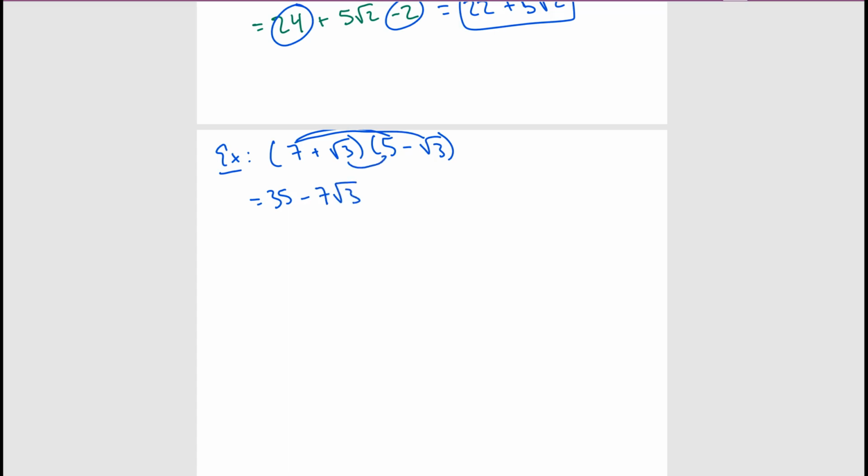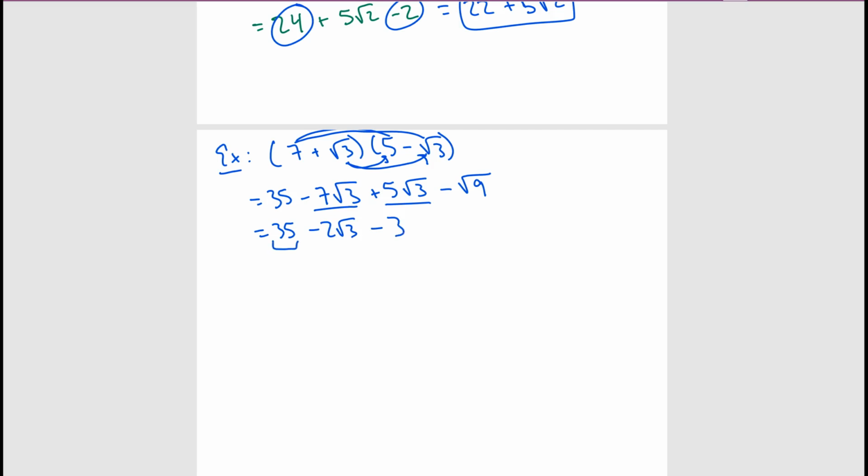Then the middle portions, square root of 3 times 5, that's going to give me a positive 5 square root of 3. And then square root of 3 times square root of 3 is going to give me a square root of 9. And then there's a positive and a negative, so it's going to be a negative square root of 9. Okay? So let's simplify this a little bit. 35. The middle terms is just going to be minus 2 square root of 3. The last one's going to be a minus 3 because the square root of 9 is just a 3.